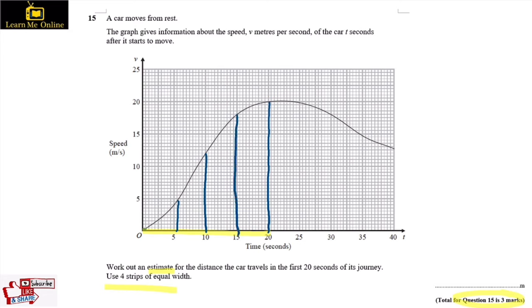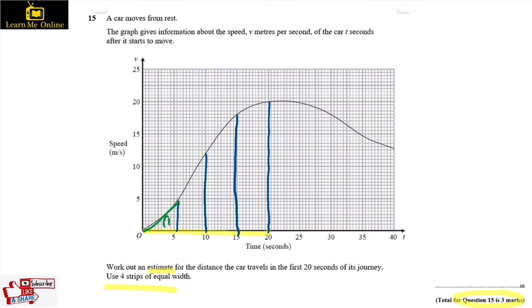So finding the distance is the same as finding the area under the curve. Now you see that because it's estimated, this is making a rough triangle. So this is making a kind of a triangle.